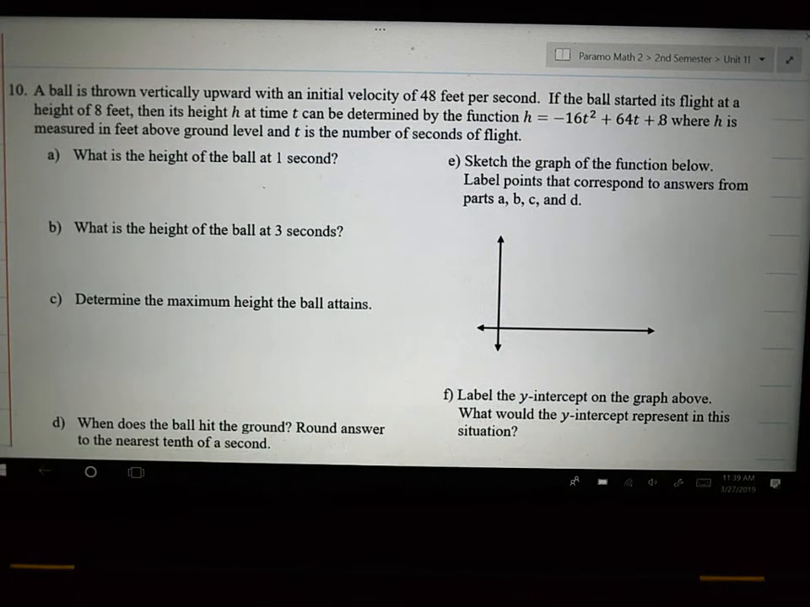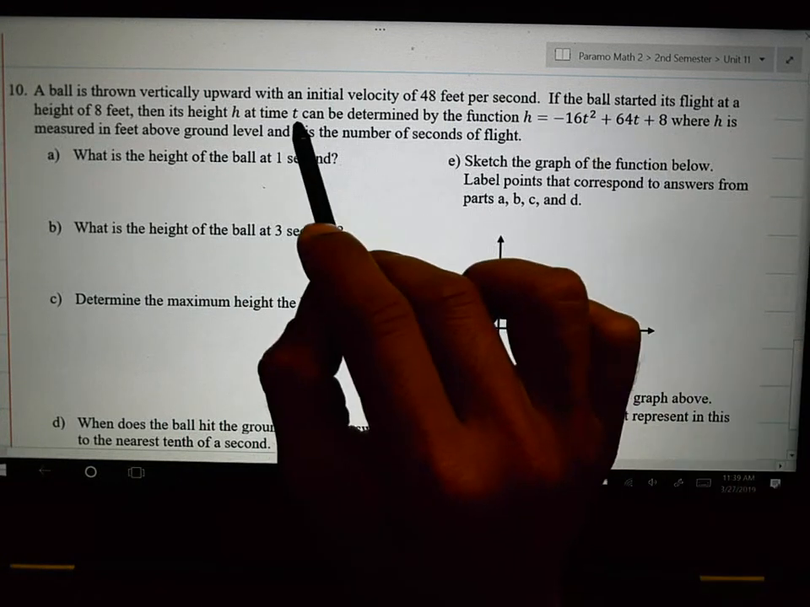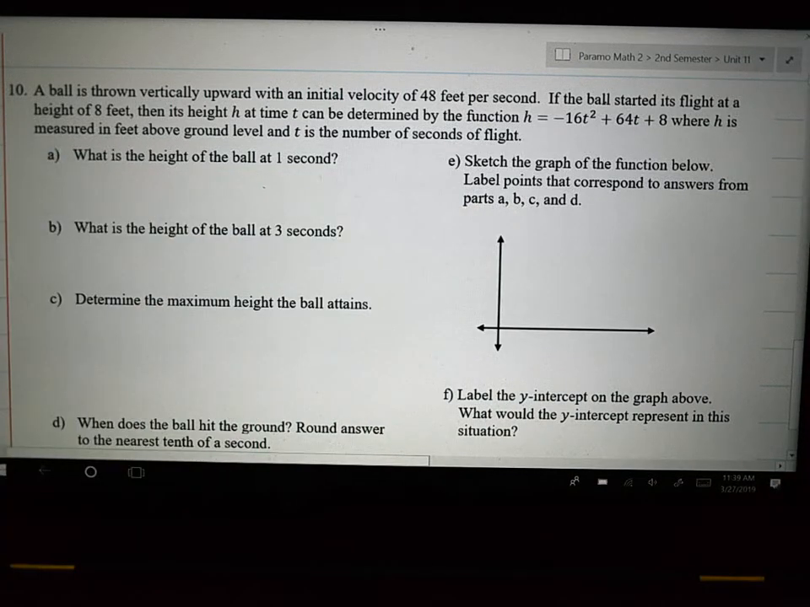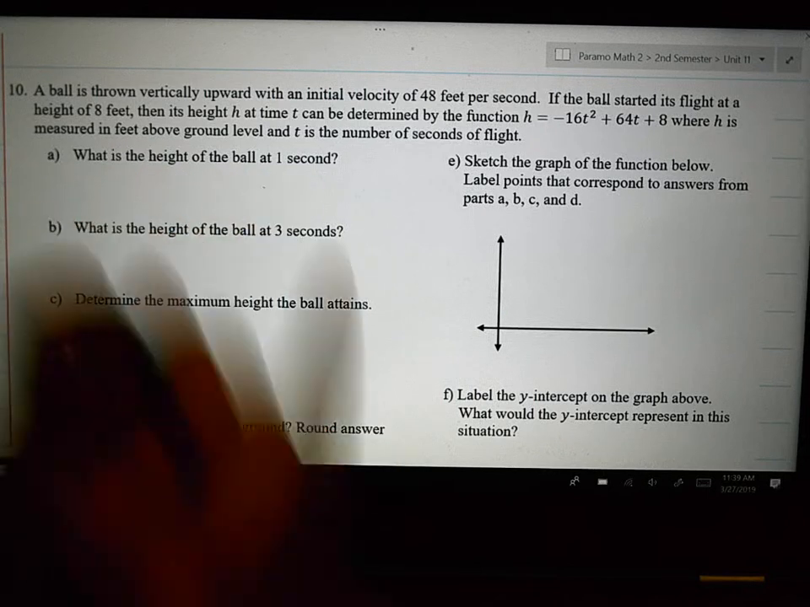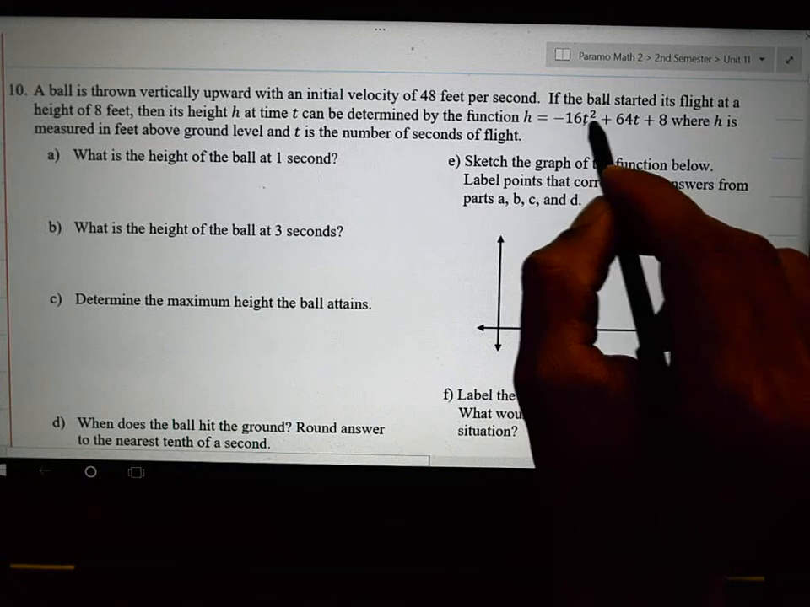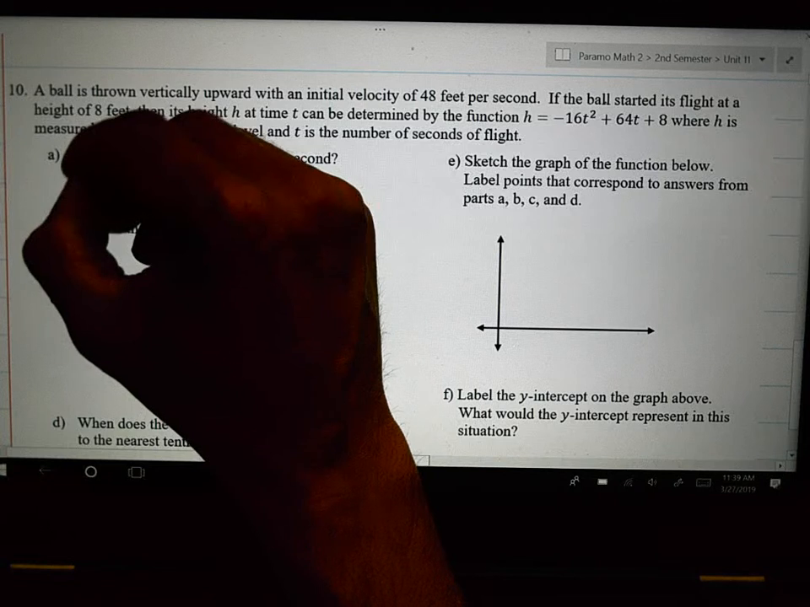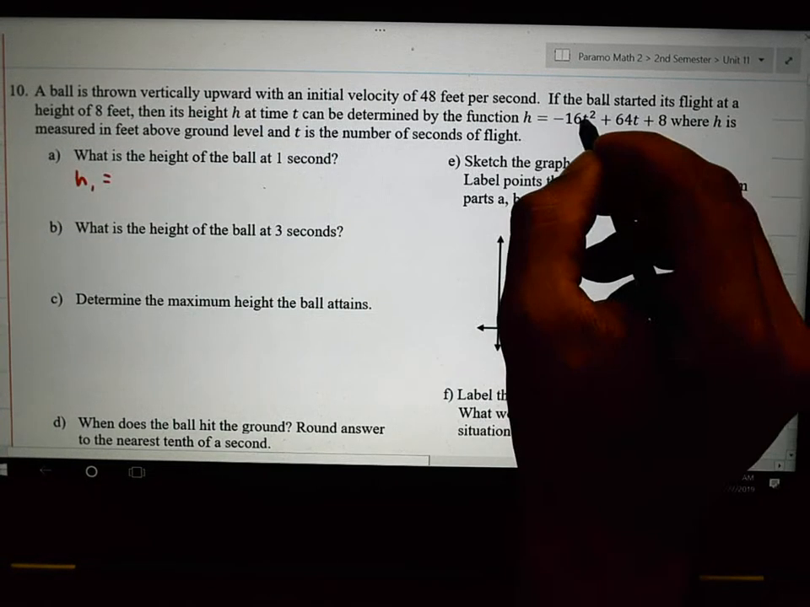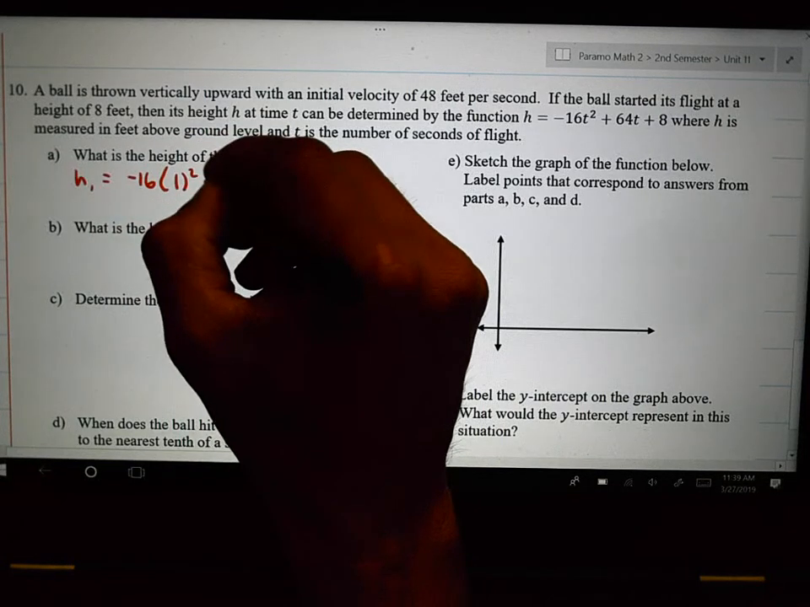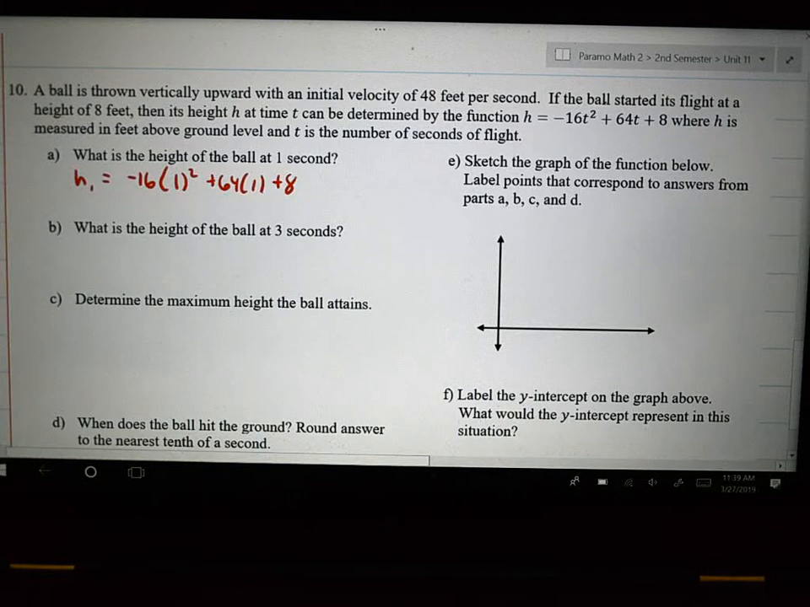But the first thing we do is we have this equation, and t represents the time that it takes for an object to travel a certain height. What is the height of the ball at 1 second? What that means is, if you plug in 1 second here and 1 second there, what will h be? All we have to do to find out the height at 1 second is plug in 1 for t in that equation. Negative 16 times 1 squared plus 64 times 1 plus 8. What's the height at 1 second?